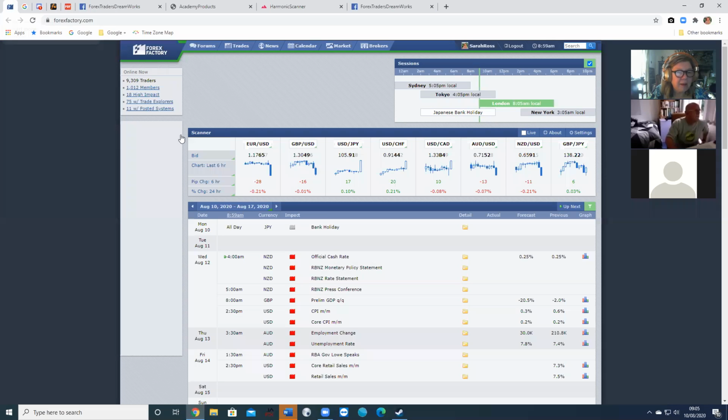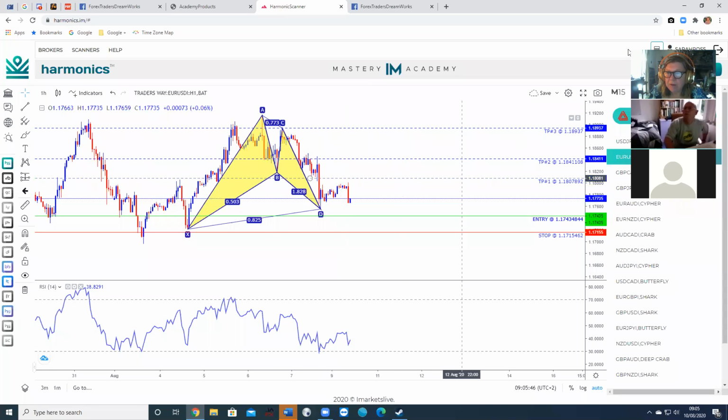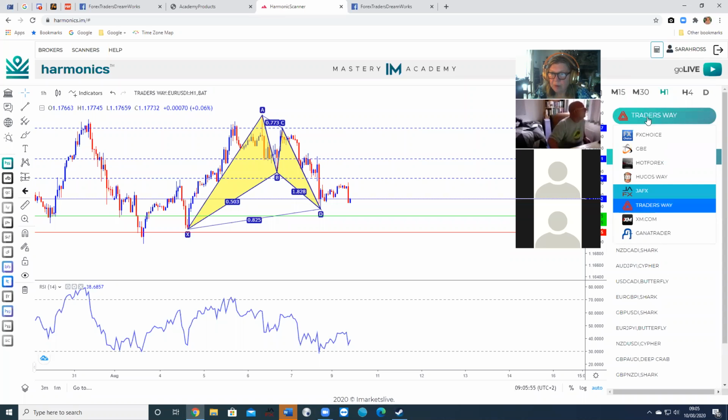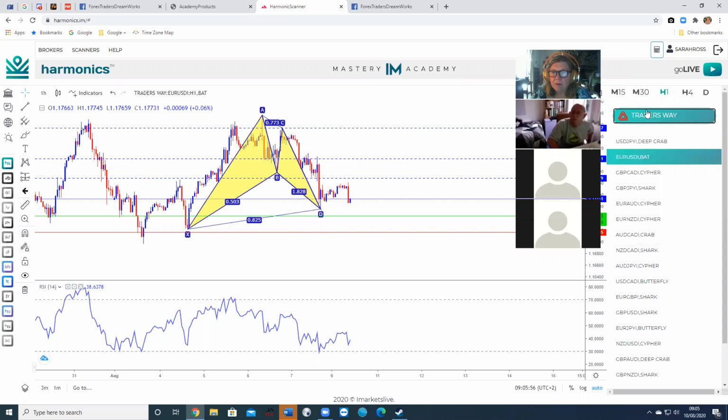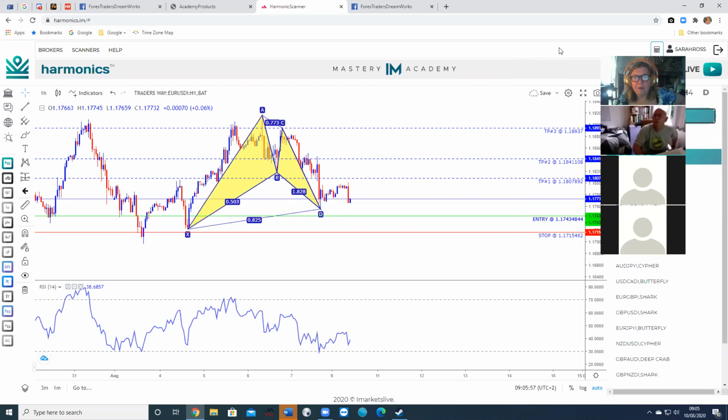Someone said yesterday was a Japanese bank holiday. The strange thing is I've just been on the Harmonic scanner. I haven't drawn up any of the new scans, and I always start with the H1 Traders Way, the main feed. It doesn't matter which one you use. Out of all these brokers, they will vary a little bit, but it's just not connected to whichever broker you're using.